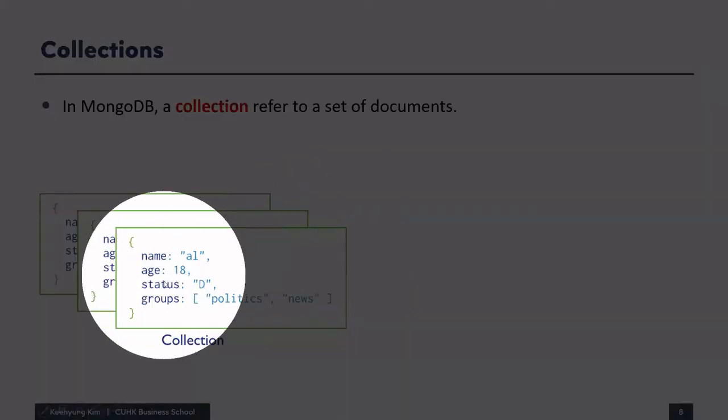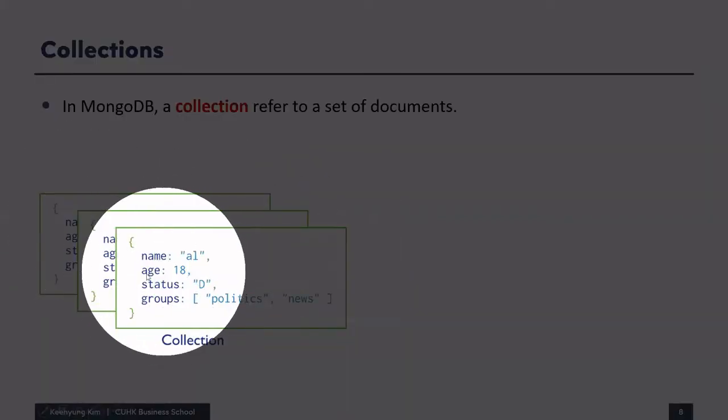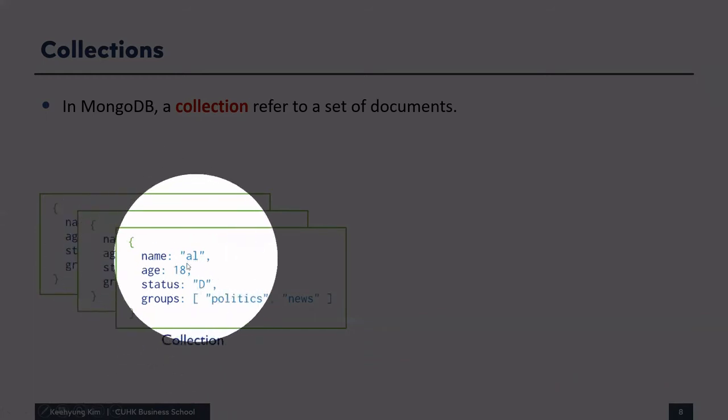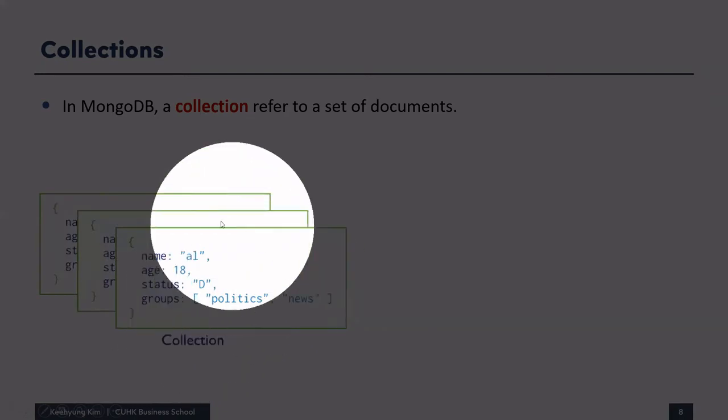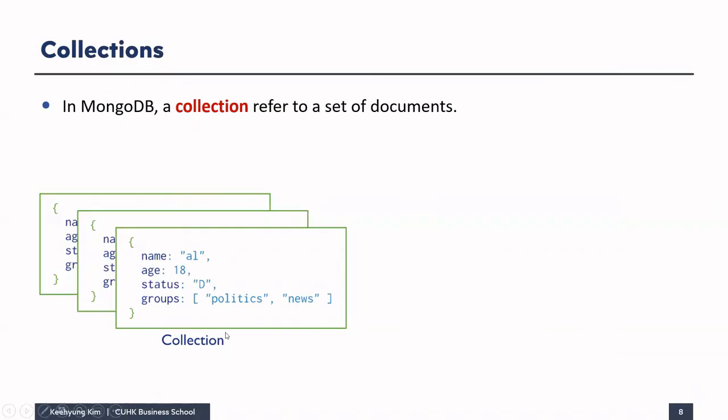In this case, we have multiple documents, and each document has name, age, status fields like this, and each document refers to information about a different customer. Then we put them together, and it becomes a customer collection, something like that.